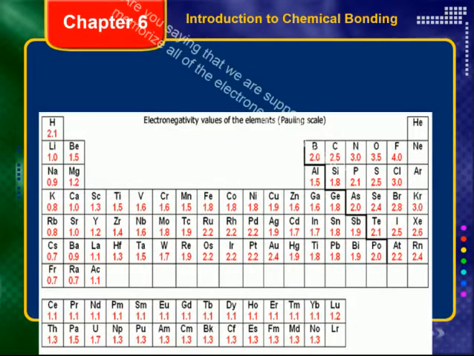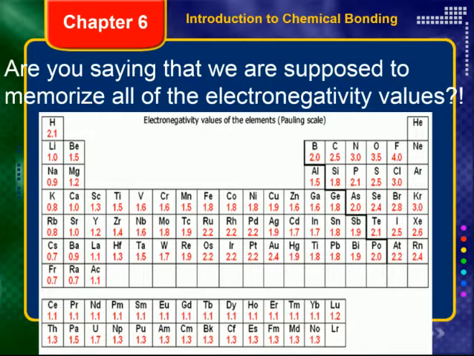Well, the question is, are you saying that we are supposed to memorize all of these electronegativity values? And the answer is no, you do not have to memorize any of these electronegativity values. You will always have access to this information. Just like when I gave you your periodic table, I told you do not bother memorizing anything on this table. I'm giving you this table so that you do not have to memorize anything on it. I'm going to be assessing how you use that information. That is what we're learning, how to use the information. We're not trying to memorize stuff on the table. Same thing goes with the electronegativity values.